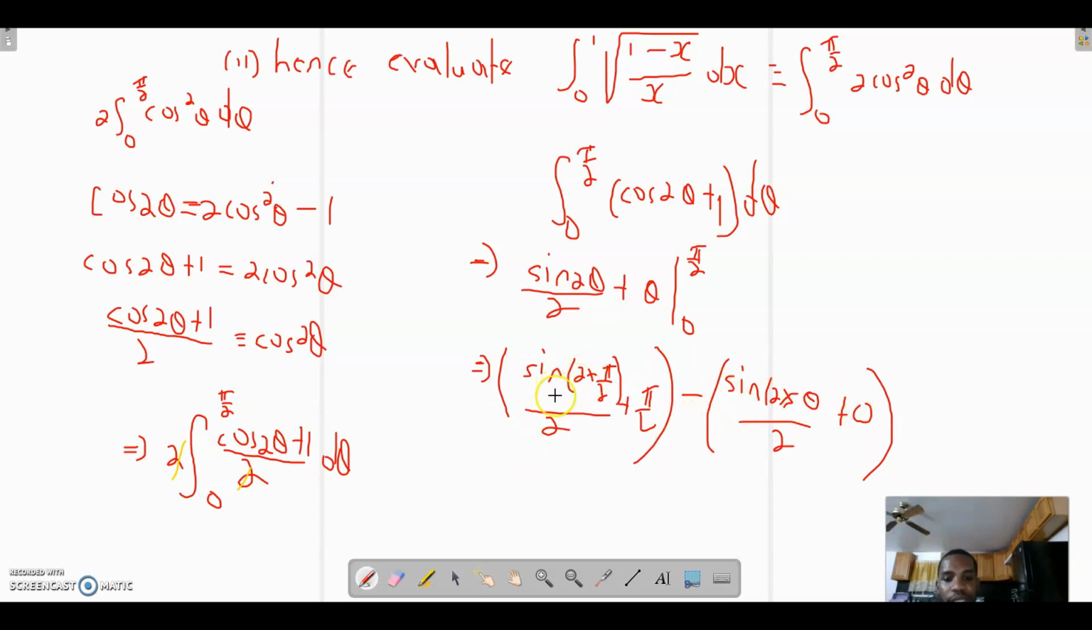Now let's see what happens here. I'm going to end up with the sine of pi over 2 plus pi over 2. Now when I sine pi, I'm going to end up with 0 over 2 plus pi over 2. So really the answer here is simply just pi over 2. And we can write a final statement that says, therefore the integral of this is simply equal to pi over 2.